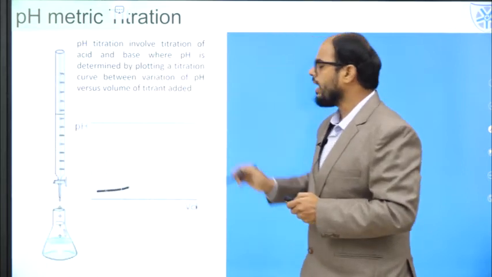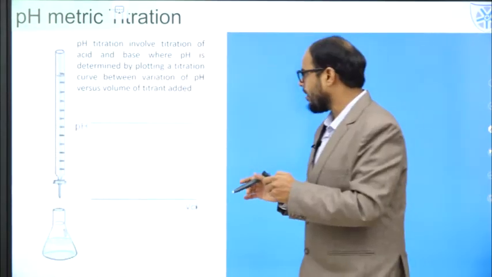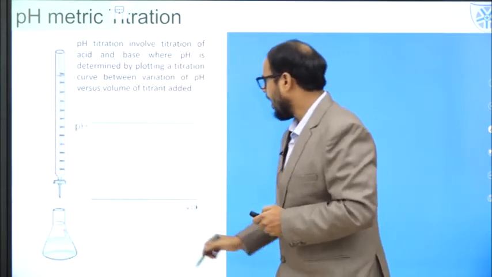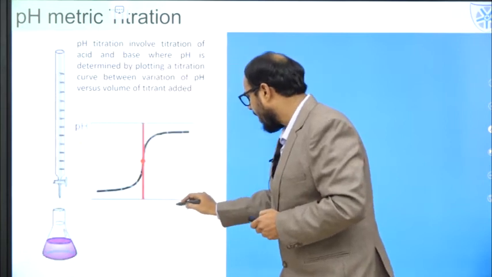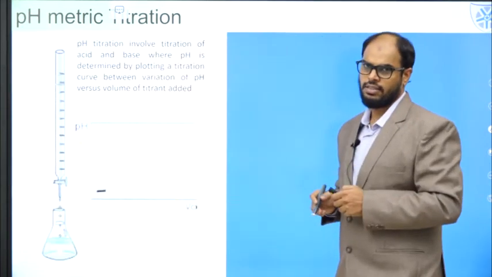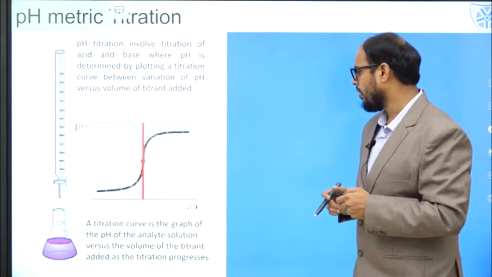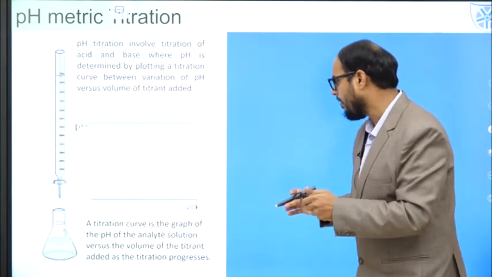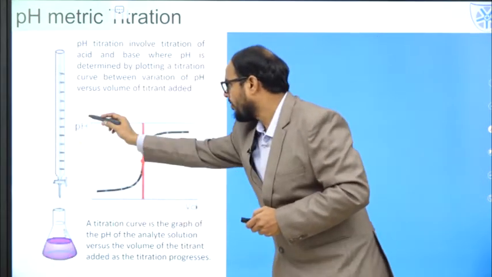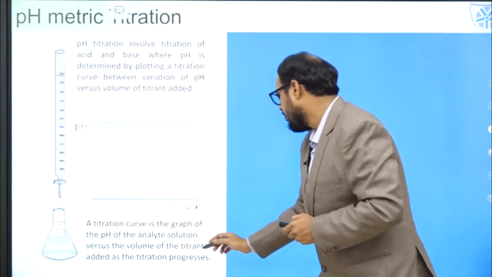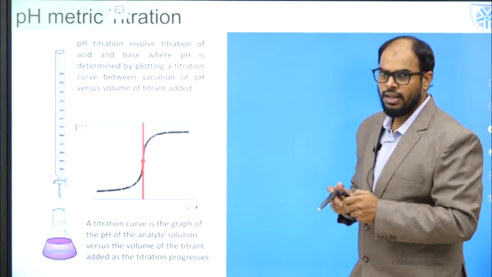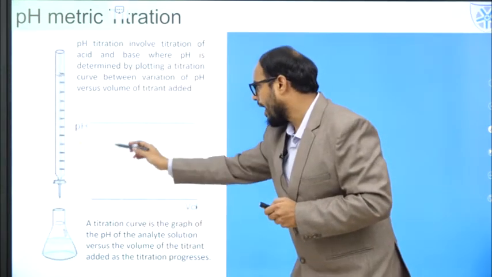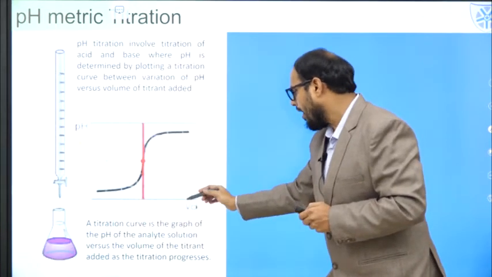determined by plotting a titration curve, and this titration curve has pH on the y-axis and the volume of the titrant on the x-axis. Before we go further, we should also know the meaning of a titration curve. A titration curve is nothing but a graph between pH of the analyte and the volume of the titrant. So, I repeat, a titration curve is nothing but a graph between pH of the analyte and the volume of the titrant.